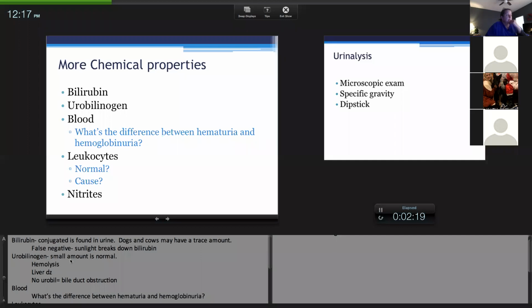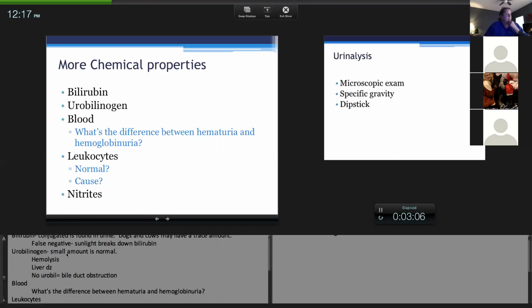Urobilinogen, you can get small amounts, so negative to trace, but it can also come from hemolysis or liver disease, or a bile duct obstruction, which can prevent it from being excreted. But normally, the thing that I would probably be looking at is, are there lysed red blood cells? What happens is the red blood cells make it into the urine, maybe into the bladder, and then they lyse while they're in the urine. So those chemicals from the red blood cell are released in the urine.